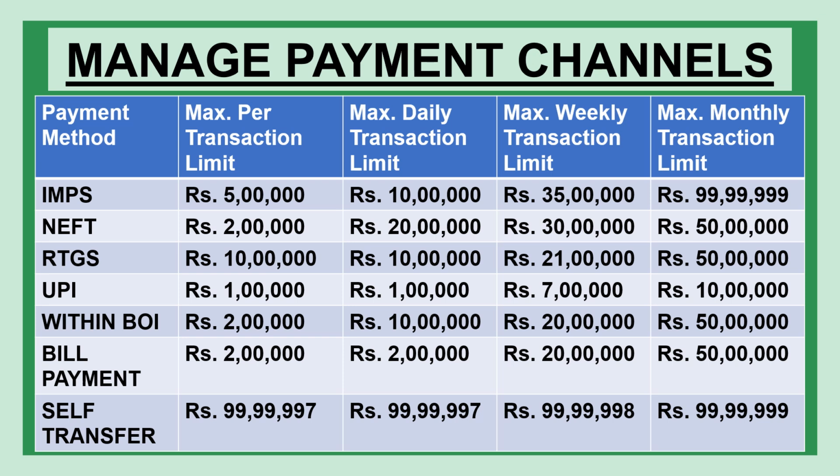Payment method is RTGS. Maximum per transaction limit rupees 10 lakh. Maximum daily transaction limit is rupees 10 lakh. Maximum weekly transaction limit is rupees 21 lakh. Maximum monthly transaction limit is rupees 50 lakh. Payment method is UPI. The maximum per transaction limit is rupees 1 lakh. Maximum daily transaction limit is rupees 1 lakh. Maximum weekly transaction limit is 7 lakh. Maximum monthly transaction limit is rupees 10 lakh.